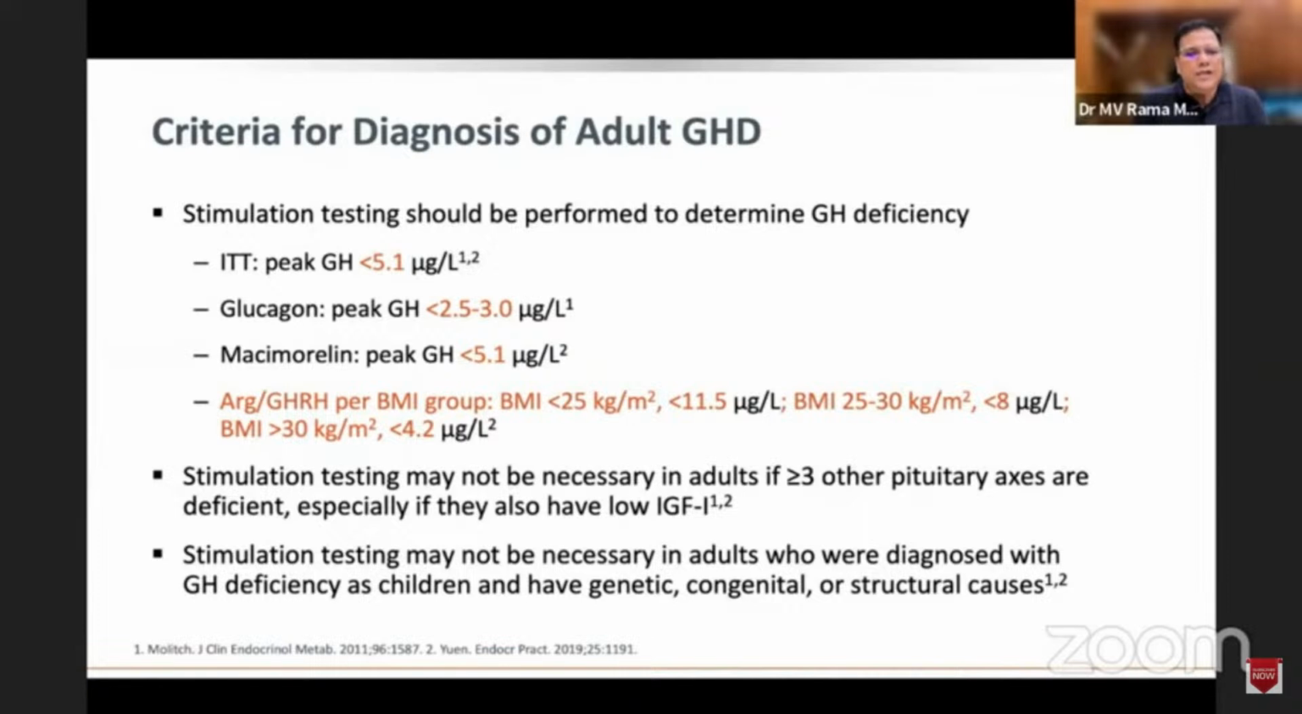In the arginine GHRH test, it differs with different BMIs, because as the BMI increases, the stimulation for growth hormone release decreases. So as I told you, again I'm repeating, a stimulation test may not be necessary if the adults have more than three other pituitary axes already deficient. In these situations with low IGF-1, you can directly start growth hormone treatment in these adults.